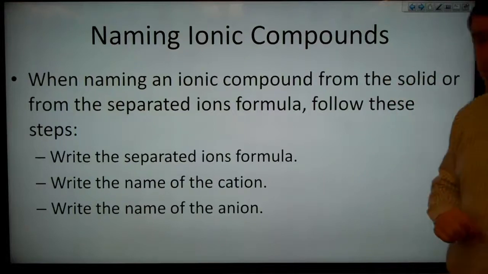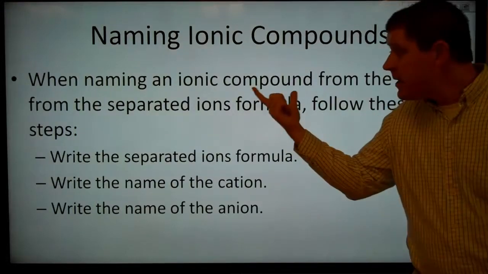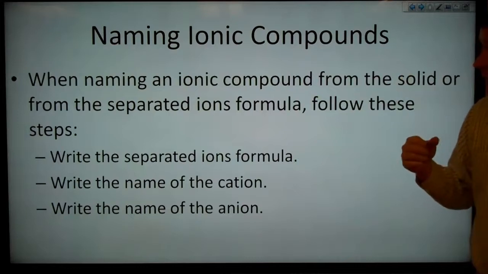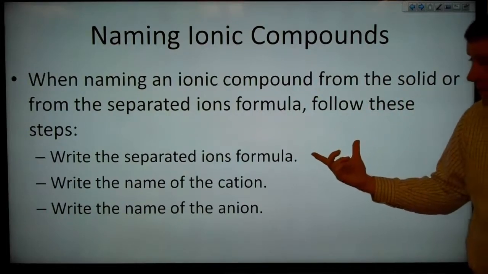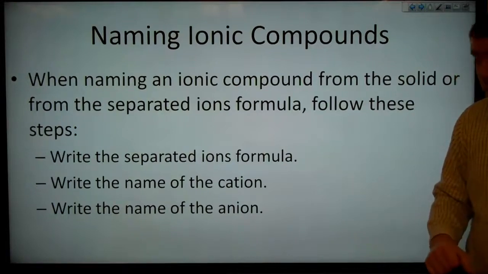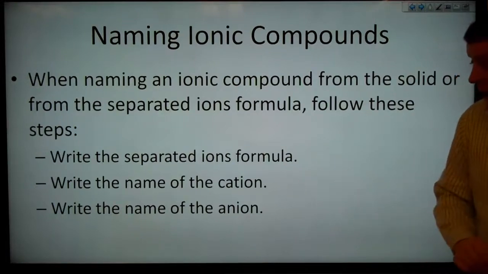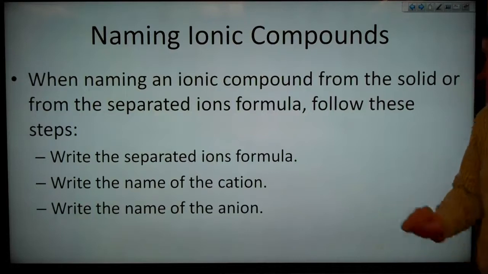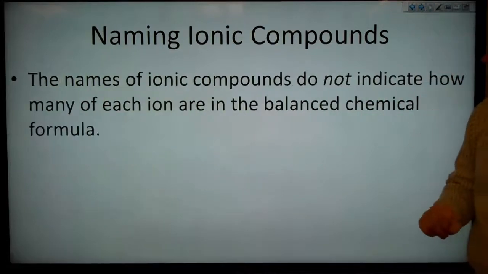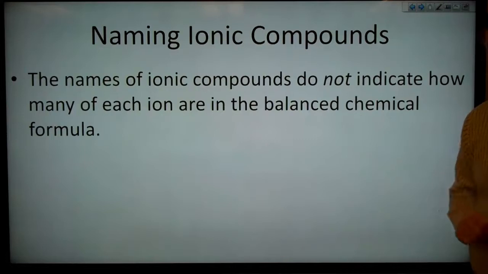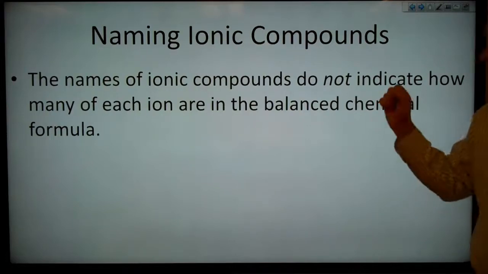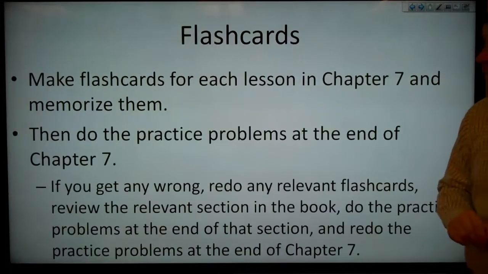So now let's turn to naming ionic compounds. When we're naming an ionic compound from the solid or from the separated ions formula, we can follow these steps. Write the separated ions formula, write the name of the cation, then write the name of the anion. The names of ionic compounds do not indicate how many of each ion are in the balanced chemical formula, because you can figure that out based on what you know about the anions and cations.